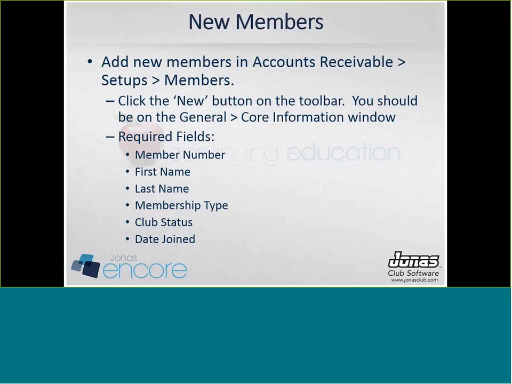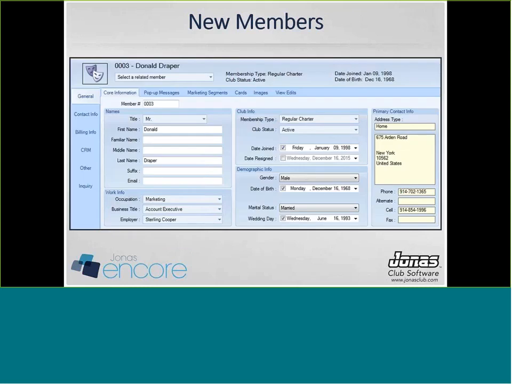The minimum required fields to complete a new membership are their member number, first and last name, membership type, club status, and date joined. That's the bare minimum. Now, you can obviously put in additional information and addresses and billings, but at the minimum, you must have these fields in order to save the record. Join date is a very important one that people often forget. You must have a join date.